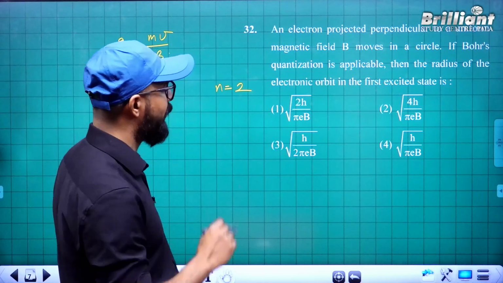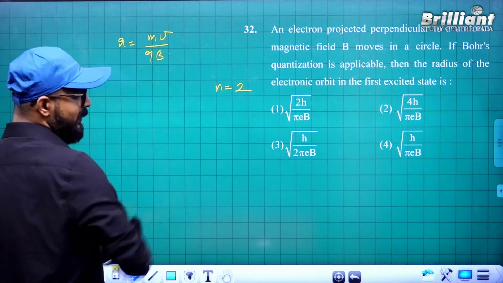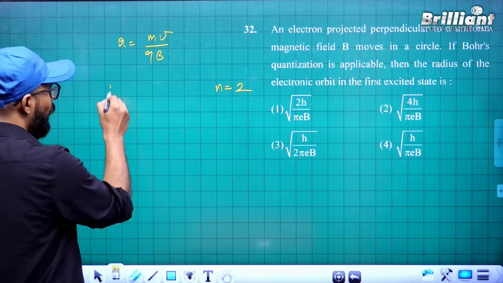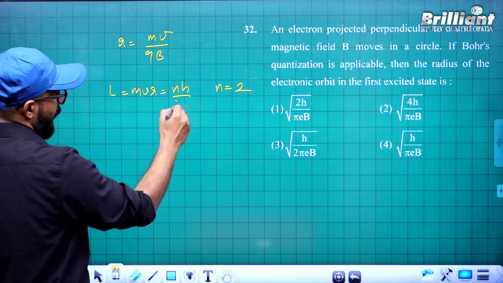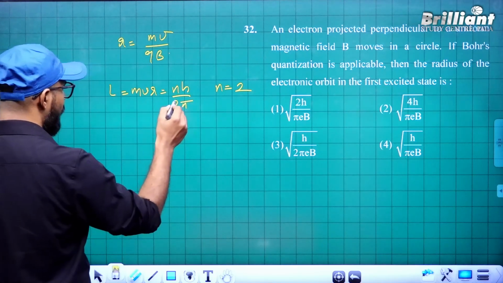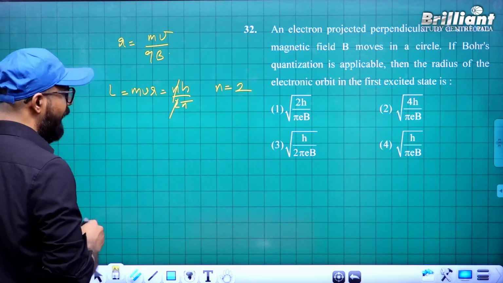We want the expression of radius over here. We don't want velocity in the expression. So I know quantization tells us L is equal to mvr, and that is nh by 2 pi. n is equal to what? 2. So this will get cancelled, right?